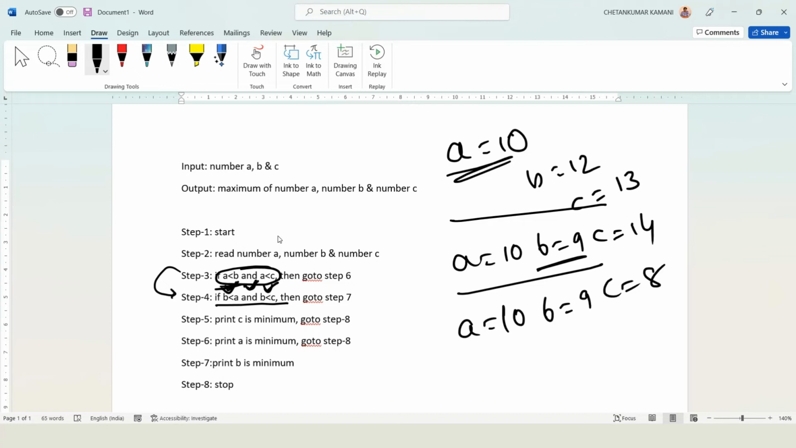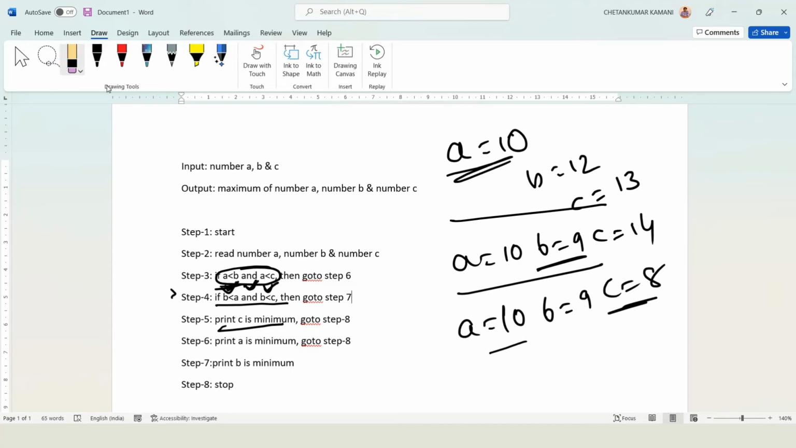Okay, step number 3, definitely it is false. Step number 4, B is less than A, value of B is 9, which is true. Then the second condition, B is less than C, B is 9, C is equal to 8, so it is false. Then the statement would be false. Which statement will execute? Print C is minimum. You can see the value of C.